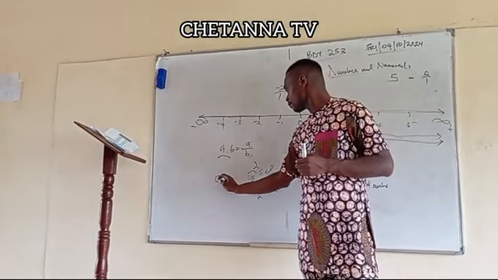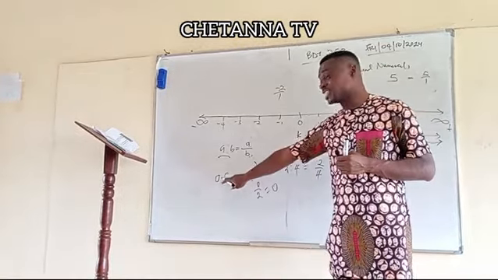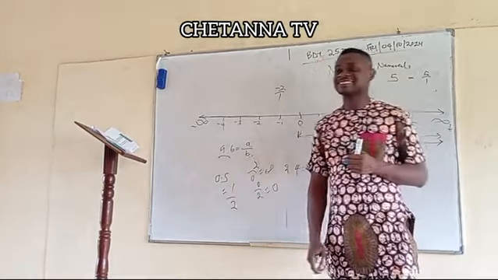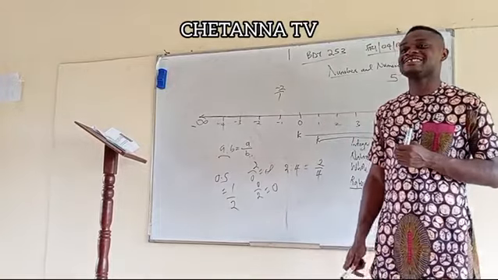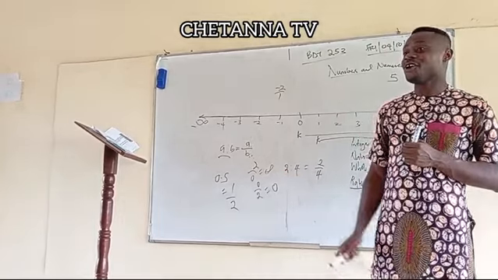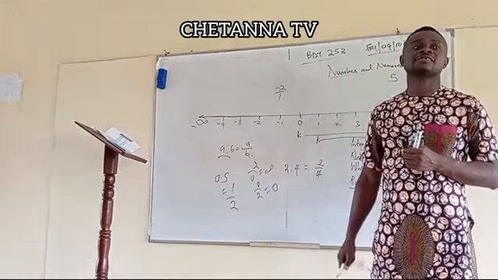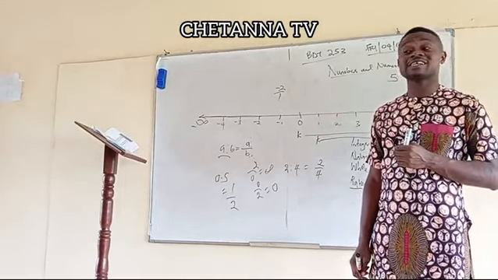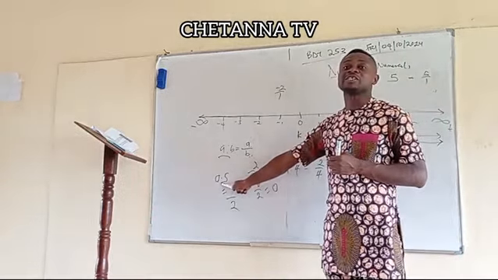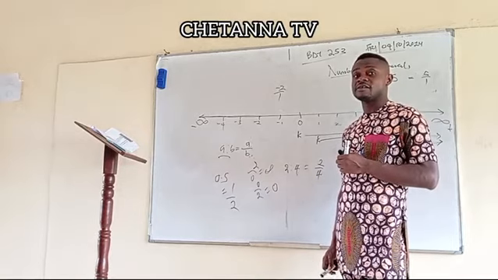Take 0.5. Is it an integer? No. But it's a rational number. 0.5 can be expressed as 1 over 2. True of us? So it's a rational number, but it's not an integer. All integers are rational numbers, but not all rational numbers are integers, because 0.5 is not an integer, but it's a rational number. Are we together? Yes.